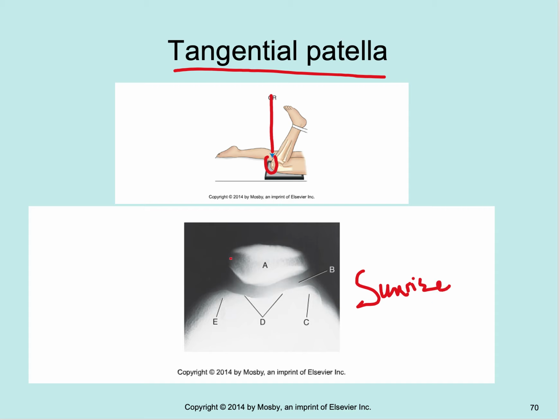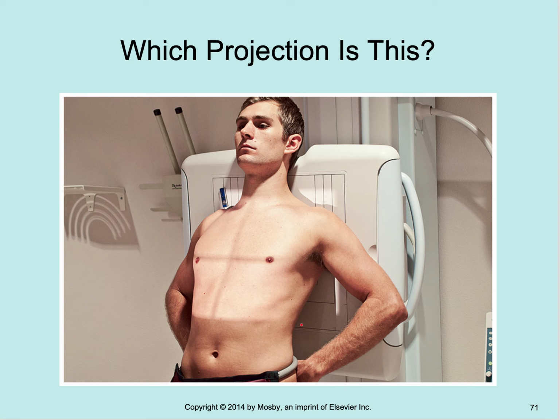A sunrise image, because it makes the patella look like it is the sun rising above the landscape, but tangential. So which projection is this? If we went ahead and looked in our book, we know that this is a special projection of the chest. So we're going to go ahead and talk about it, but we can also come across or think of it in some of our positioning.